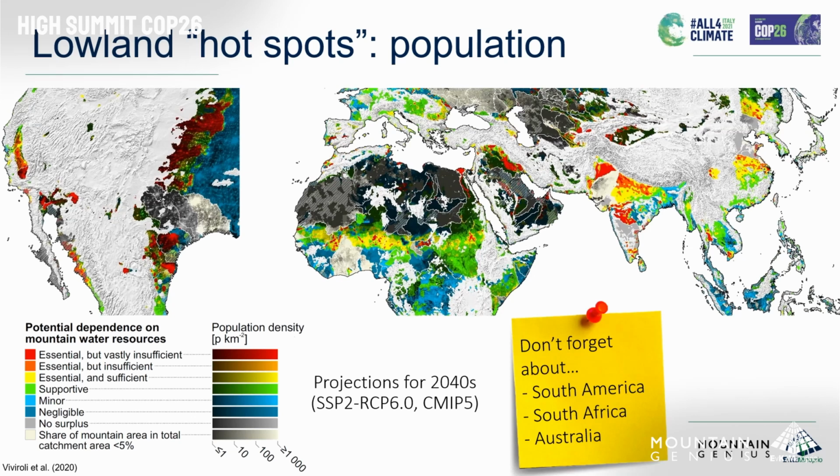And the colors that you see on the bottom left are hopefully easily intuitive. The yellowish, orange, red colors essentially mean that the lowlands depend on mountain water resources, that the lowlands have a water deficit, and they get contributions from mountains that are essential. And then also interestingly, it's the green one, where there is no water deficit in the lowlands, but still mountains provide considerable amounts of water that can be important seasonally, for instance.